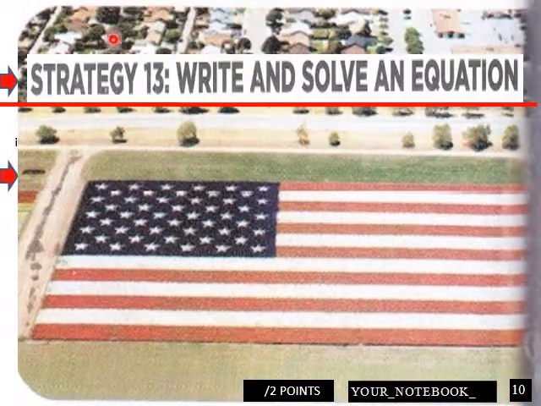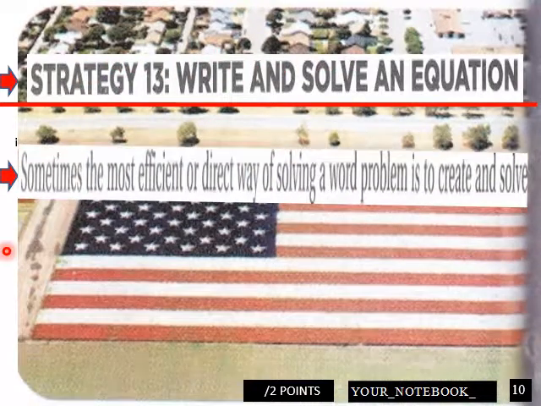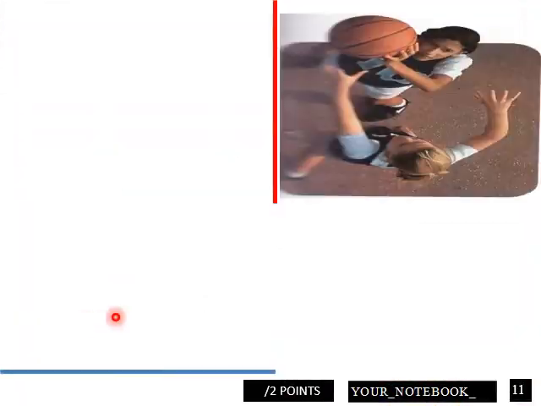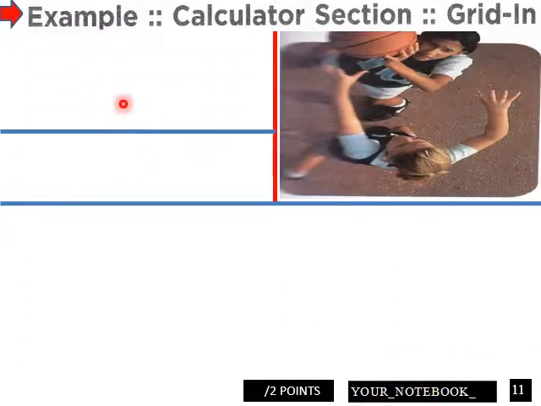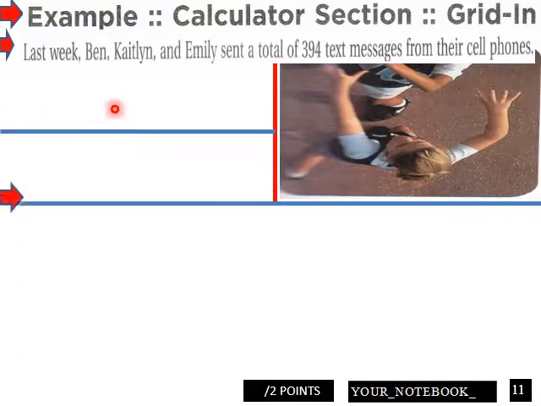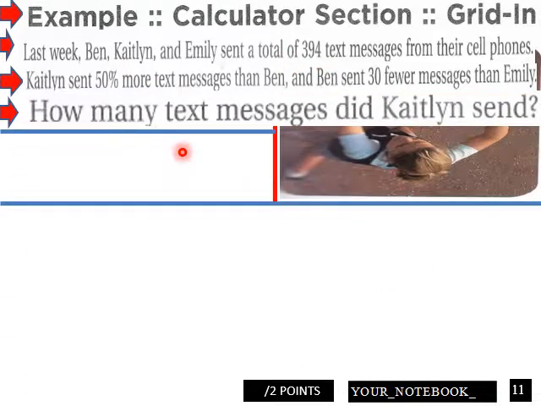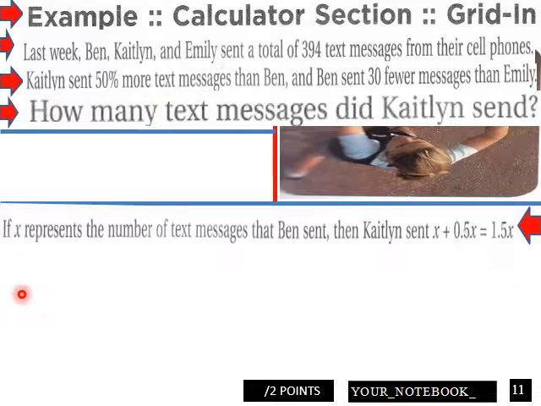Page 10, strategy 13. Write and solve an equation. Sometimes the most efficient direct way of solving a word problem is to create and solve an algebraic equation. So we go from a verbal model, example calc section. We have this verbal model. We have this word problem here. How many text messages did Caitlin send? So Caitlin sent 50% more.